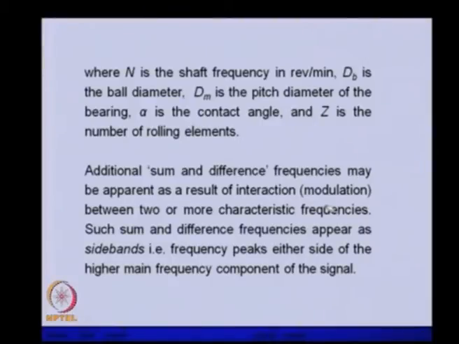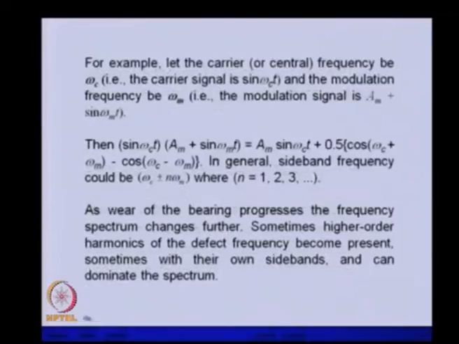So, even with the rotor speed and the other defect frequency, there can be sum and difference of the frequency present in the spectra because of the modulation. Such sum and difference frequency appear as side bands of frequency peaks either side of the higher main frequency component of the signal. So, side bands are nothing but frequency, there will be a predominant peak, and either side of that there will be two smaller peaks. So, that is called side bands.